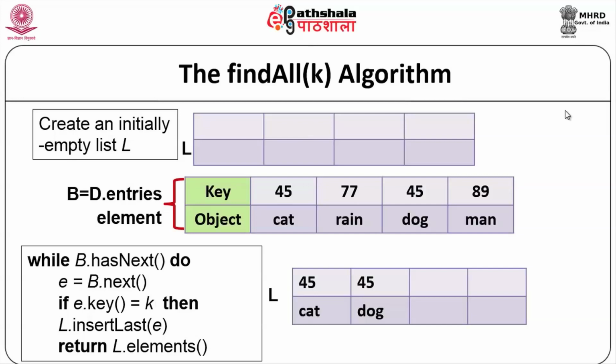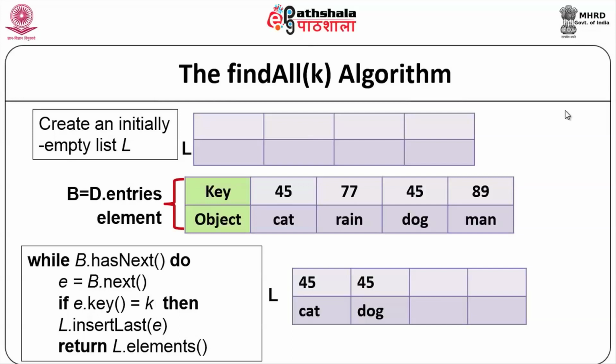So, how do we do this algorithm? We are using two lists, starting with the empty list. You try to find out whether the particular key B has a next element. If so, you enter it. If that key is k, then you insert it into L, at the last of L, so that you get it in that order. So, we are just checking whether the list still exists.